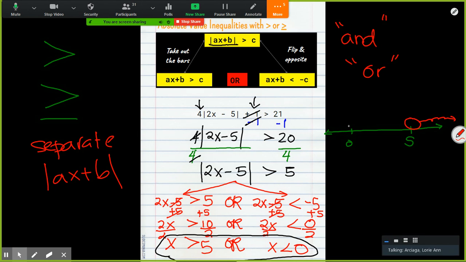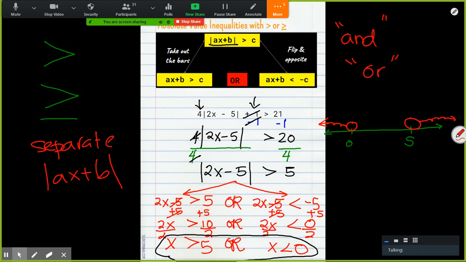Well, this is 0. It doesn't have an equal sign, so I go open. But then, where are the numbers smaller than 0? Well, -1, -2, -3. Oh, that means I go to the left, right? So let's go to the left. There. All right, so that's the graph. That's the reason why they don't go together in the inequality, because their graphs are facing opposite directions.